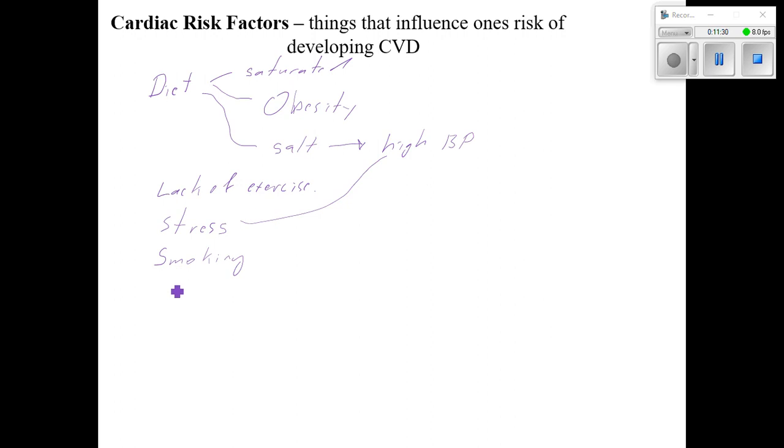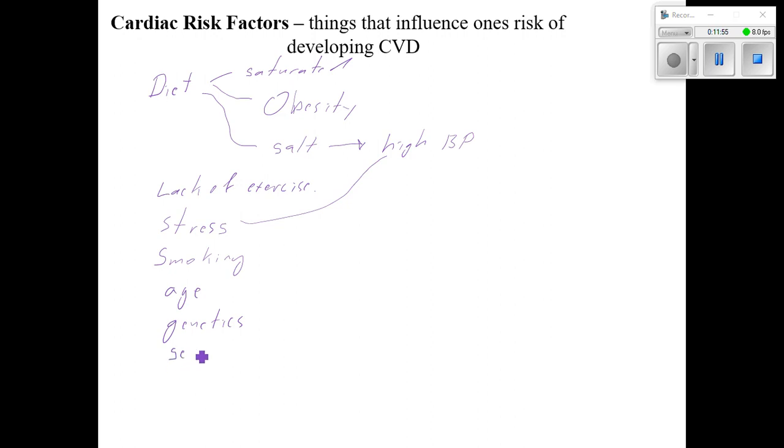Other ones as well that you don't necessarily have a lot of control over: age. So the fact of the matter is, the older you are, the more damage that has taken place to your blood vessels and the increased likelihood of having a heart attack or a stroke. Genetics, you have no control over, of course. Some people are just simply more predisposed to cardiovascular disease than others are.